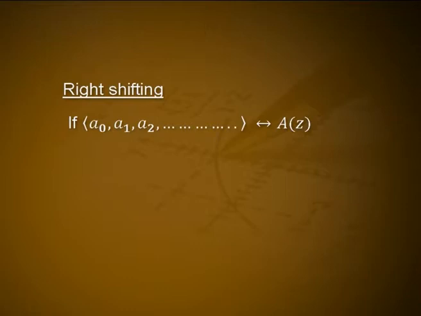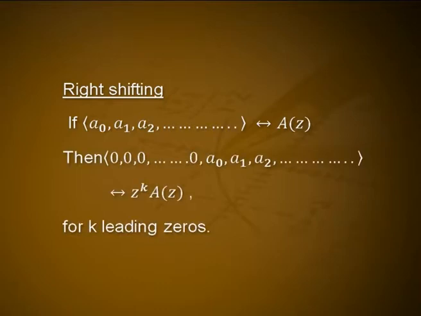Right shifting. If the sequence A0, A1, A2, etc., has the generating function A of z, then the sequence 0, 0, 0, etc., 0, A0, A1, A2, etc., has the generating function z raised to k times A of z, for k leading zeros.